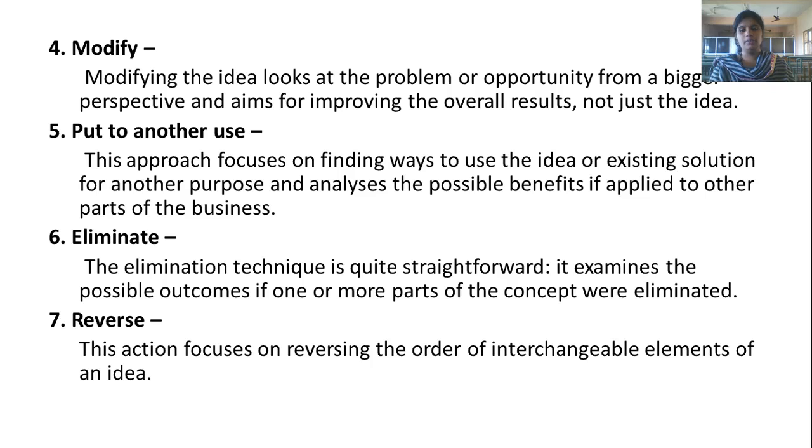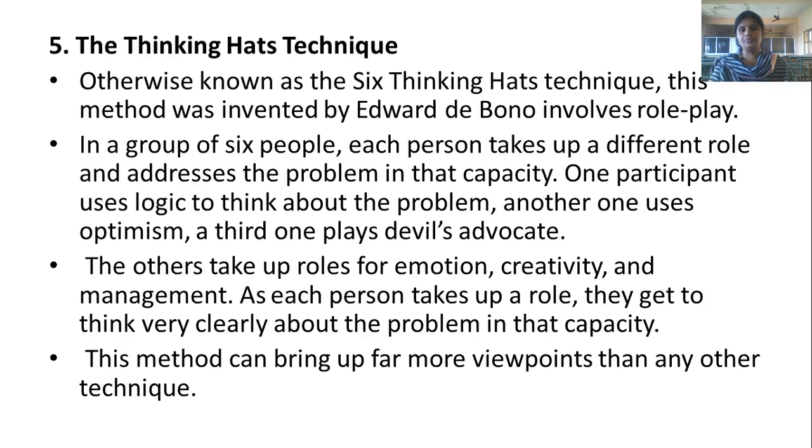Then E, eliminate. The elimination technique is quite straightforward. It examines the possible outcome if one or more parts of the concept were eliminated. Then R, reverse. This action focuses on reversing the order of interchangeable elements of an idea. So this is SCAMPER. Fifth one, the thinking hats technique.